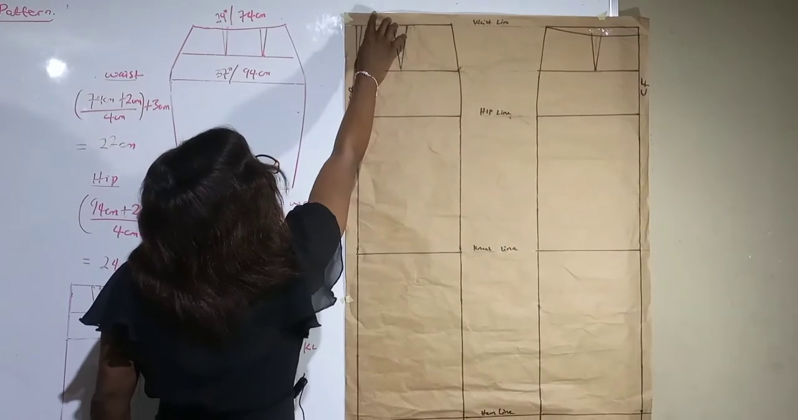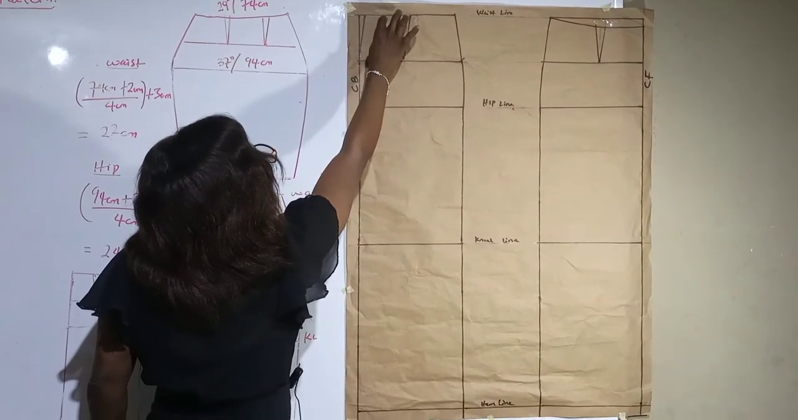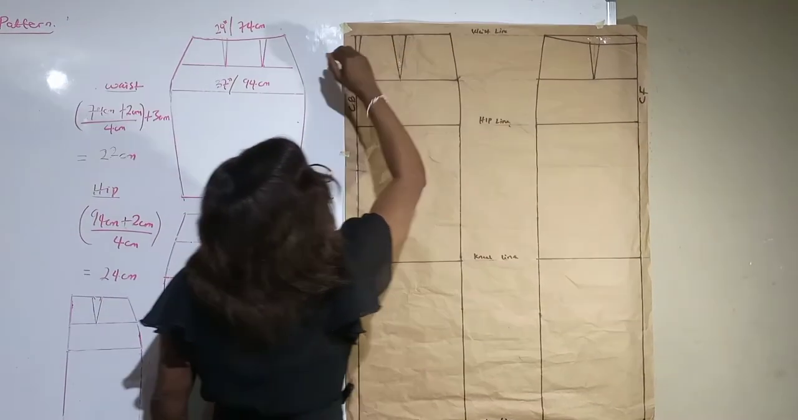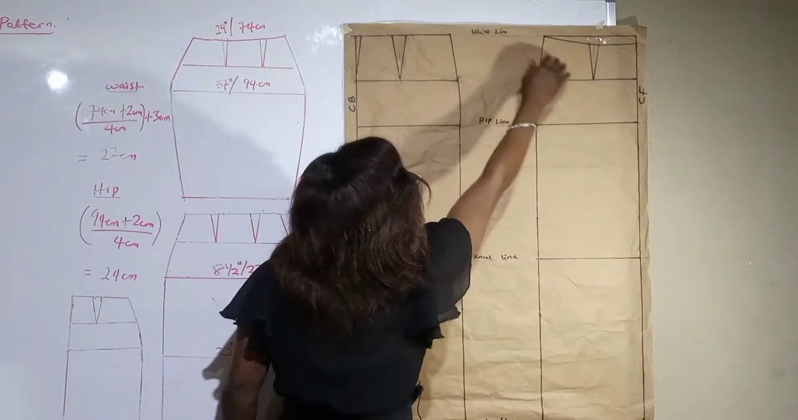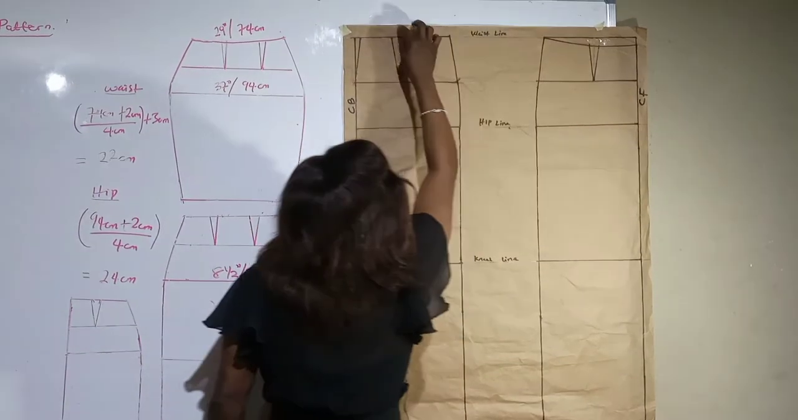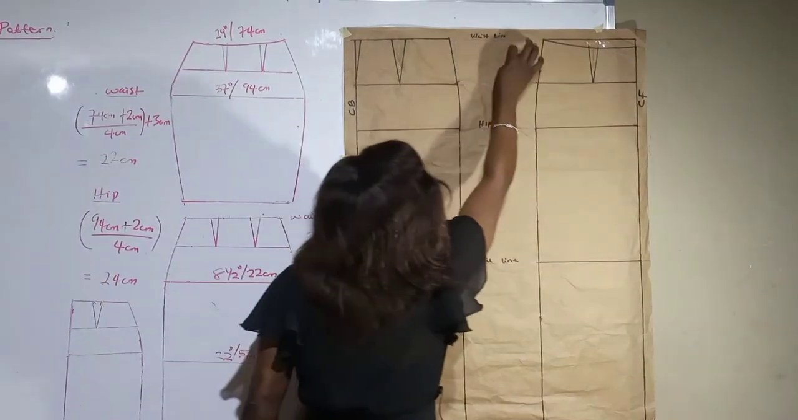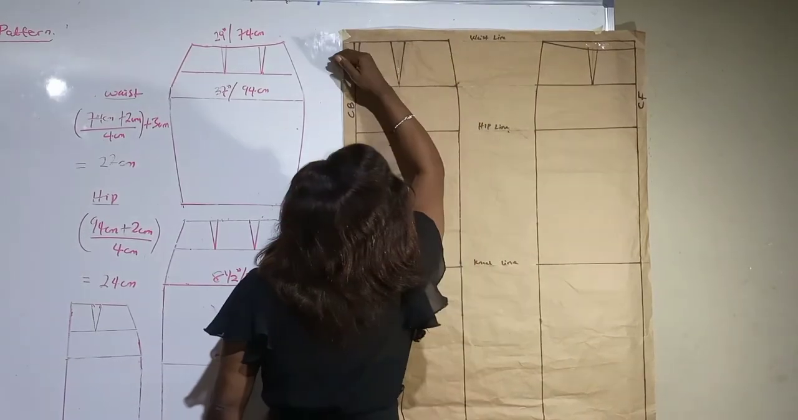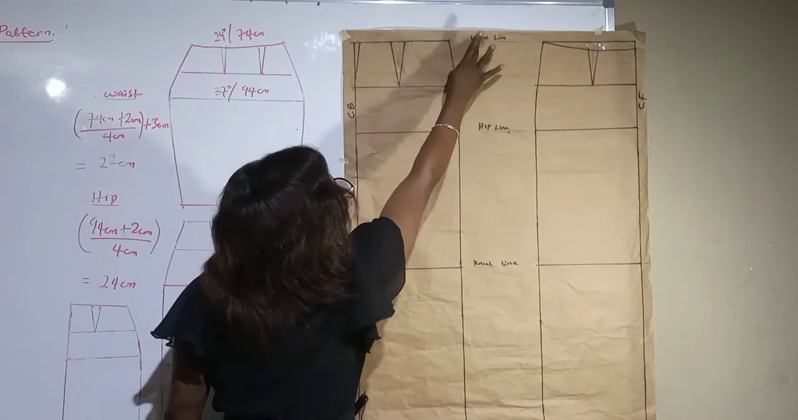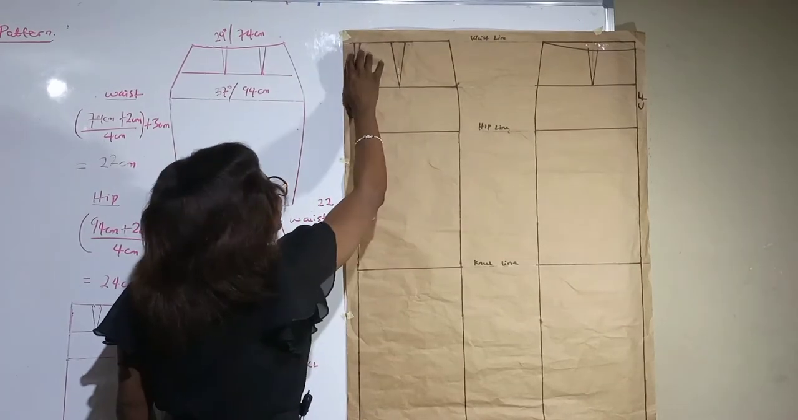So when you have your brown paper like this, at the top of the paper, measure 1 inch, 1 inch, 1 inch, 1 inch, and make sure that the line is very straight. Then use your ruler to connect all your dots. From here, 1 inch, 1 inch, 1 inch, 1 inch, 1 inch. Then you rule it straight. That will represent your top line or your waistline. Make sure that your line is straight.